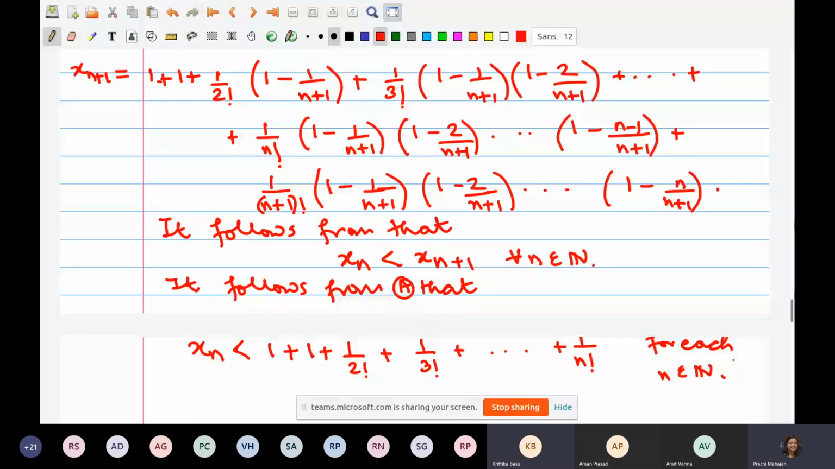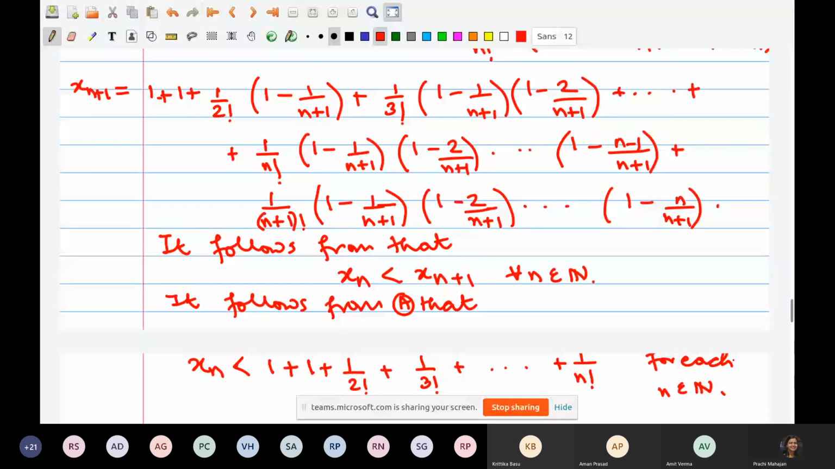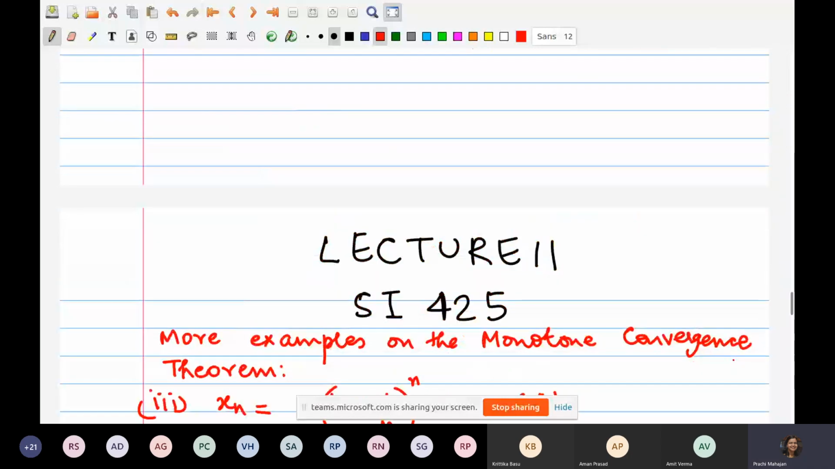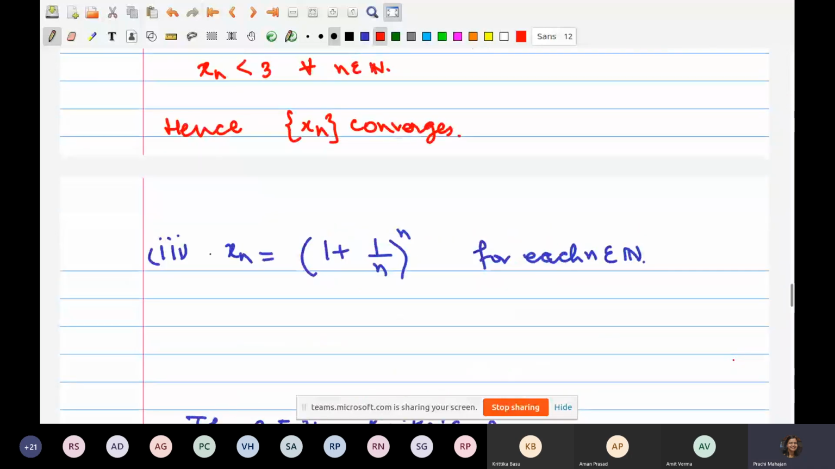Yes, ma'am. And this was exactly the example 2 that we worked out, the right hand one. So let me just go back, just to refresh your memory. This was just example 2.